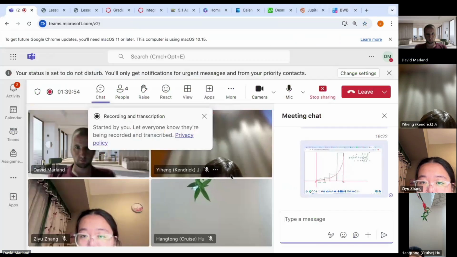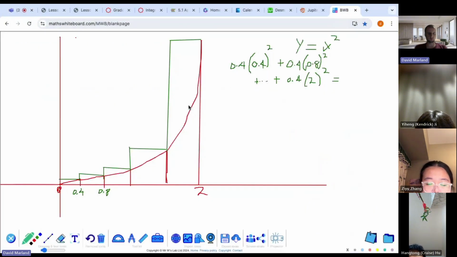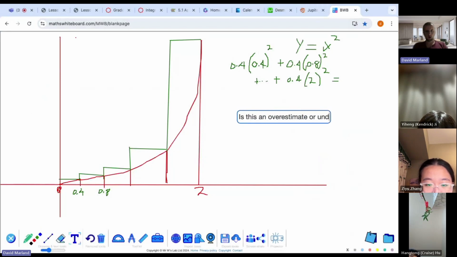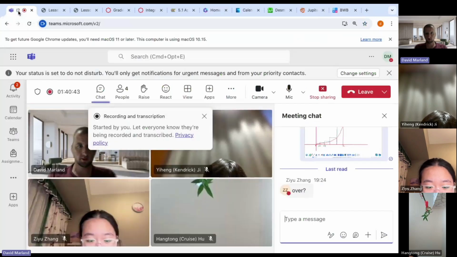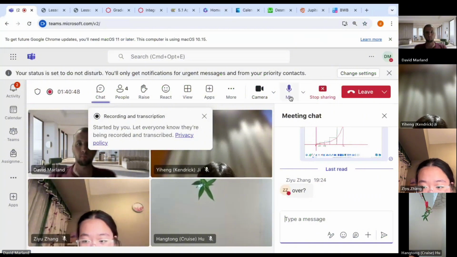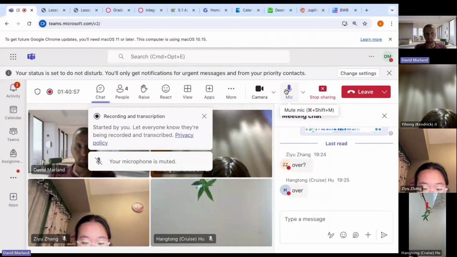What do we think? You can type it. So Kendrick, Zoo, or Cruz. Do we think this approximation is an overestimate or an underestimate? Okay, so let's write it down. Let's have a guess. You can write it down in chat. Okay, thank you, Zoo. Thank you, Cruz.